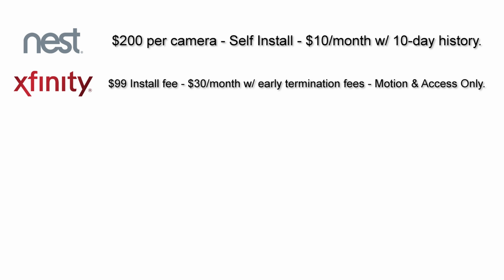Xfinity has a $99 installation fee, is a minimum of $30 a month with early termination fees if you want to get out of that. And you only get motion and access sensors with no camera monitoring.